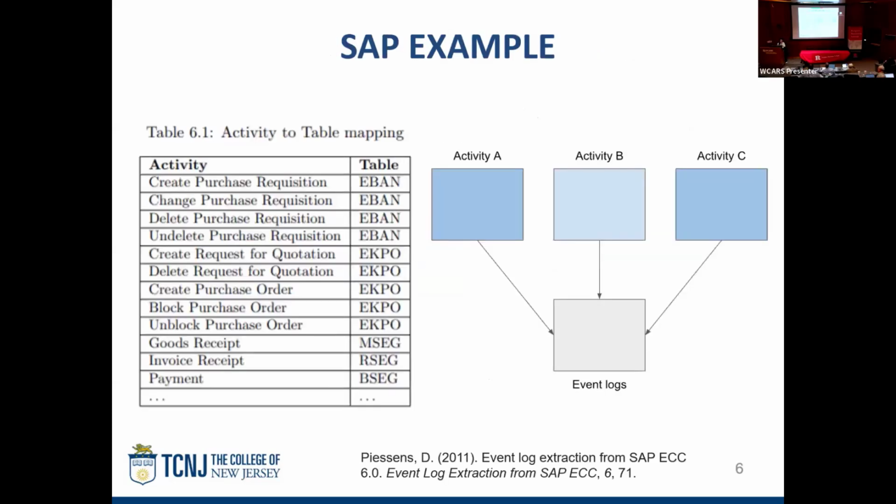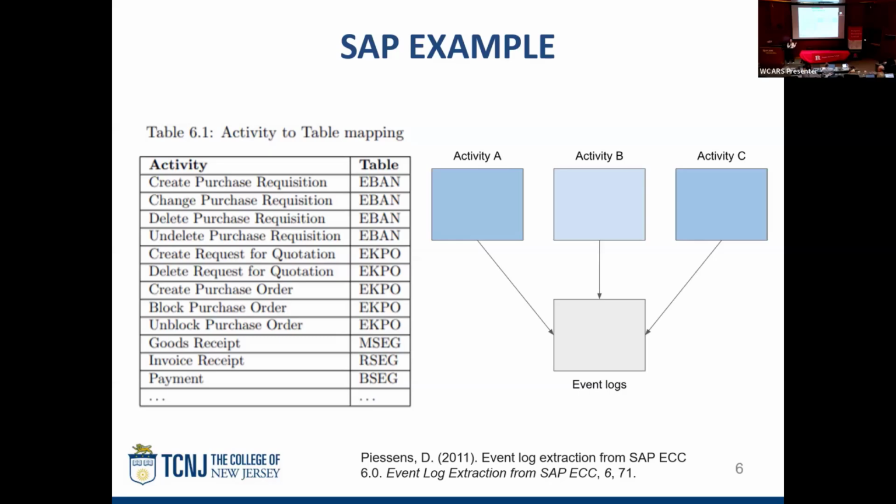For example, this is an example of SAP tables. SAP tables have names such as EBAN, EKPO, and so on. So we have to map the table to the activity that we're looking into. For example, if we're looking at the purchase requisition, we want to get this information from the EBAN table. If we're looking for purchase orders or quotations, we want to get this information from the EKPO table. If we're interested in goods received, then the MSEG table; invoice received, the RSEG table; and payments, the BSEG table.